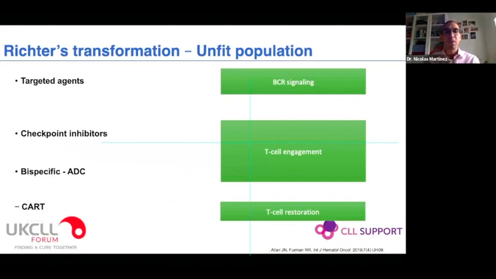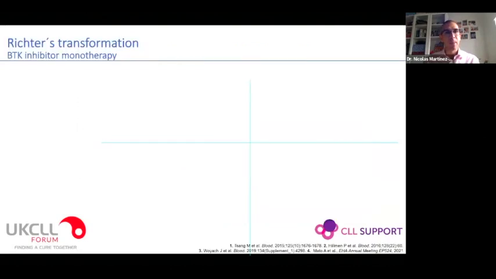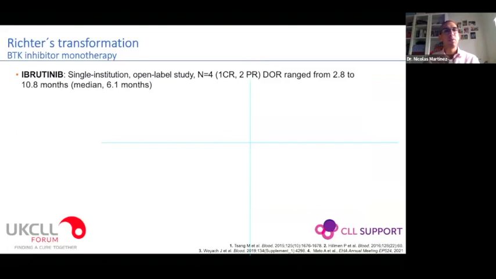So we can do BCR signaling targeting, which has its caveats, as I've shown you before from what we learned from the biology of the disease. We can do T-cell engagement with either checkpoint inhibitors or bispecific antibodies, and lately CAR T-cell therapy. So BTK inhibitors. Ibrutinib was tried early for Richter's, and the duration of response was very short, and the outcomes weren't very good.